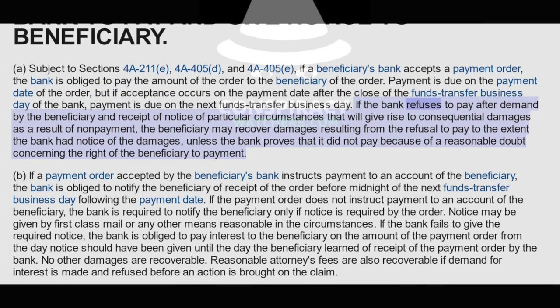If the bank refuses to pay after demand by the beneficiary and receipt of notice of particular circumstances that will give rise to consequential damages as a result of nonpayment, the beneficiary may recover damages resulting from the refusal to pay to the extent the bank had notice of the damages, unless the bank proves that it did not pay because of a reasonable doubt concerning the right of the beneficiary to payment.